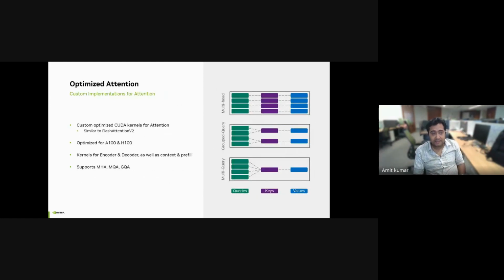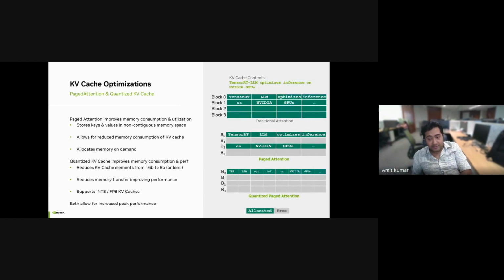The second thing is optimized attention, the way the attention mechanism is calculated, whether it's multi-query, grouped query, or multi-head. We support the computation for MHA, multi-head attention, MQA, multi-query attention, and GQA, grouped query attention. The CUDA kernels have also been written for the encoder, decoder, as well as context and prefill. All of these result in optimization. Similarly, there is KV cache optimization. This is also used in TensorRT and Triton Inference Server, so that you get the kind of performance I was talking about.